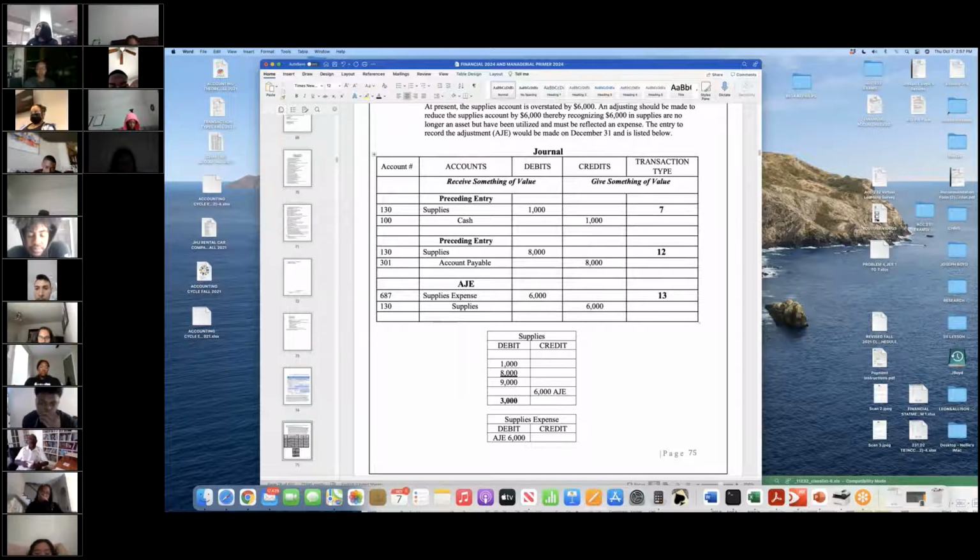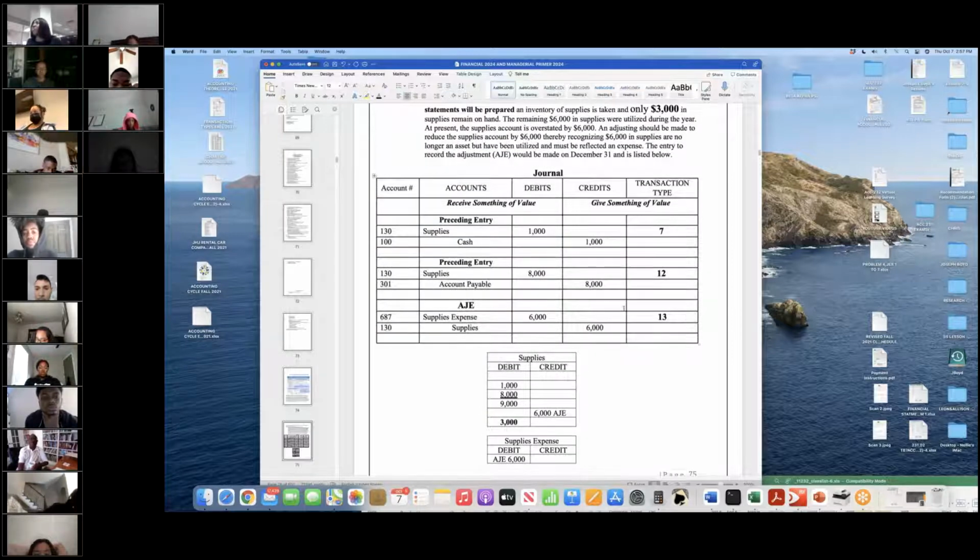So a couple of things you're going to see about adjusting entries. Number one, I'm not telling you the amount. You've got to calculate it. Before, all you had to do was get your journal entry type. But now you have a calculation to make with adjusting entries.